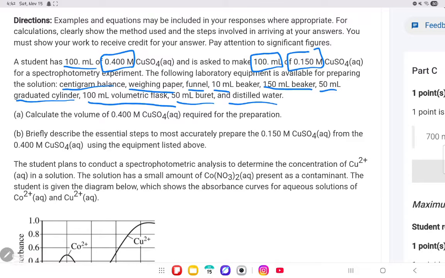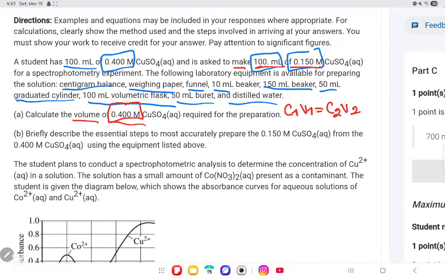Okay, so in part A, they said calculate the volume of 0.400 molarity CuSO4 required for the preparation. They want the student to make 100 milliliters of 0.150 molarity from the 0.400 molarity. So what can we use here? We can use C1V1 equals C2V2, right?